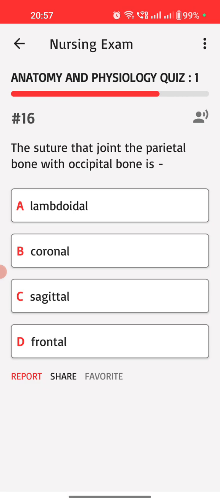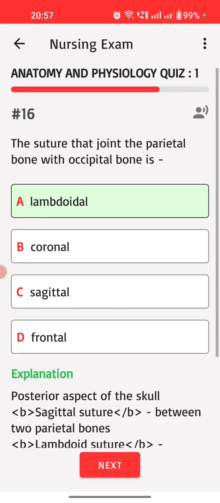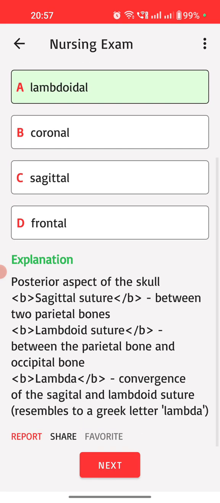The suture that joined the parietal bone with occipital bone is. A. Lambdoidal. B. Correct answer. Posterior aspect of the skull. Sagittal suture: between 2 parietal bones. Lambdoid suture: between the parietal bone and occipital bone. Lambda: convergence of the sagittal and lambdoid suture resembles the Greek letter lambda.